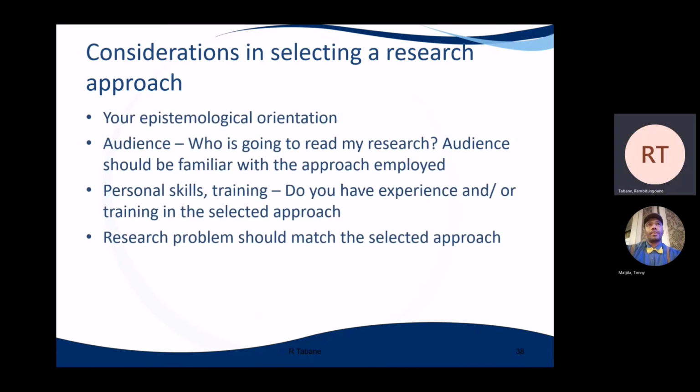Your epistemological orientation: who are you, where are you coming from, and how do you see the truth? Who are you writing this research for? What skills do you need? Because you cannot say, I'm going to do a survey, when you've never done a survey and still need training. And make sure that your research problem is matched with your approach, like the example of Zimbabwe and science teachers.